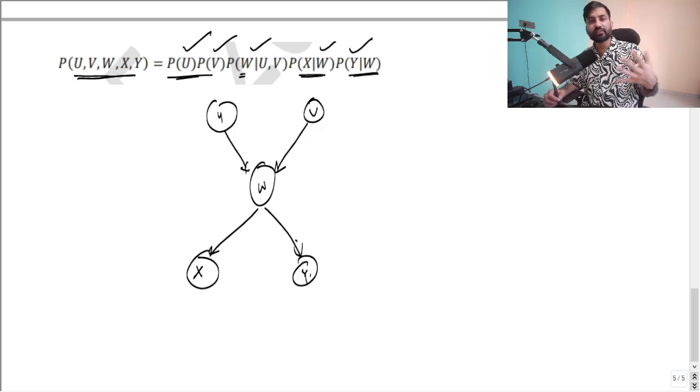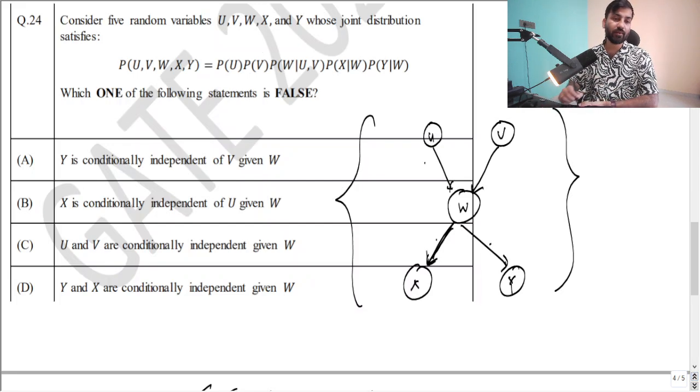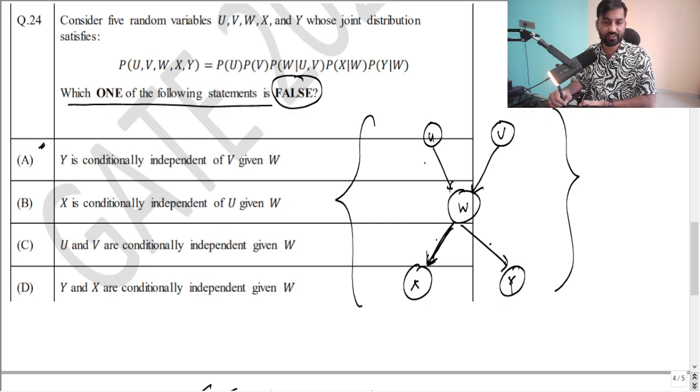Now let us go to the options and try to eliminate options, if you allow me. So let us go through option A. And remember what they are asking is which one of the following statements is false. That is also very good. According to the question, we have to find the false statement, and that will be the correct answer, so that you will get 1 mark.